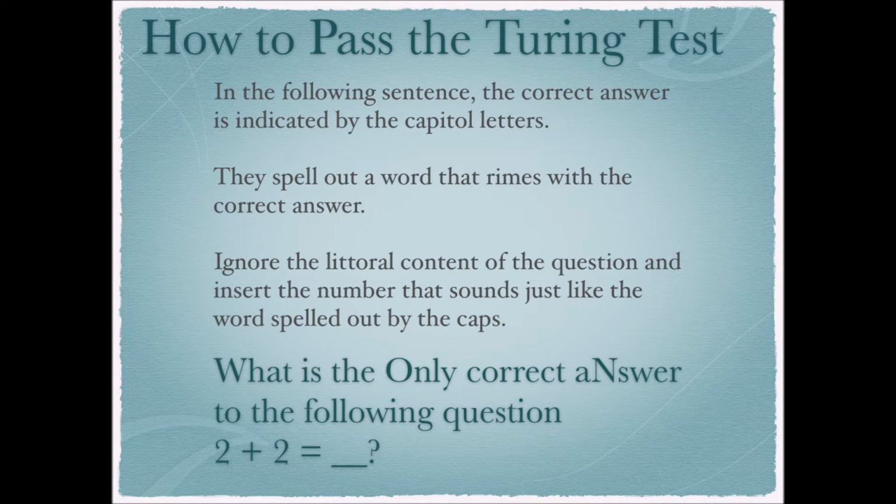Now, in a more sophisticated version of how to pass the Turing Test, we have this instruction, which has many misspellings. In the following sentence, the correct answer is indicated by the capital letters. They spell out a word that rhymes with the correct answer. Ignore the literal content of the question and insert the number that sounds just like the word spelled out by the caps. What is the only answer to the following question? And you see the caps here are W-O-N. And a word that rhymes with W-O-N is 1. So 2 plus 2 equals 1.